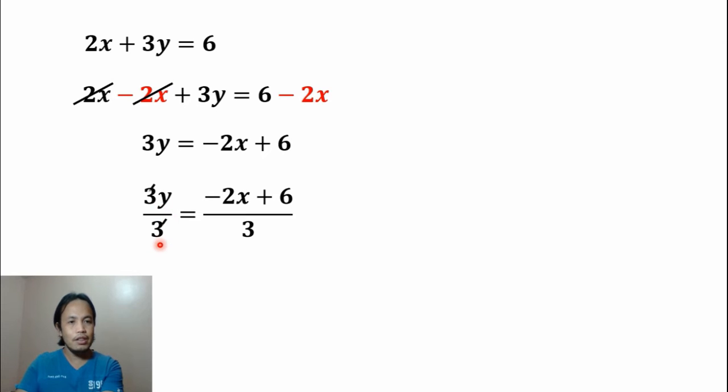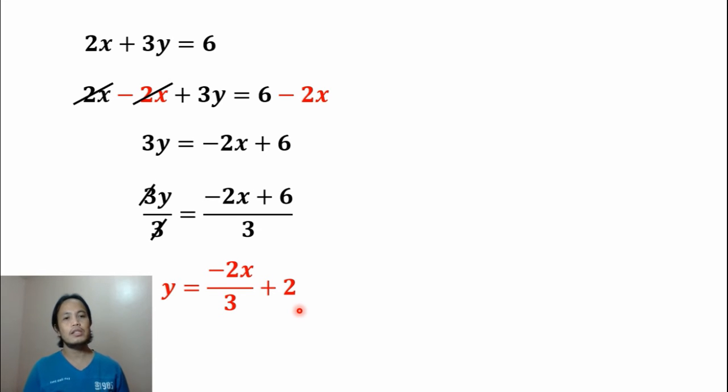So we can cancel out the 3. So what remains at the left side shall be the y. Then, negative 2x over 3, we copy. Since we cannot divide 2 by 3, we just simply copy negative 2x over 3. Then, 6 divided by 3 is 2. That's why we have here the 2. So we have now the slope-intercept form, which is y equals negative 2x over 3 plus 2.